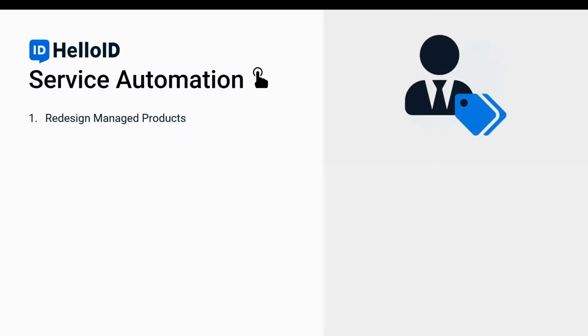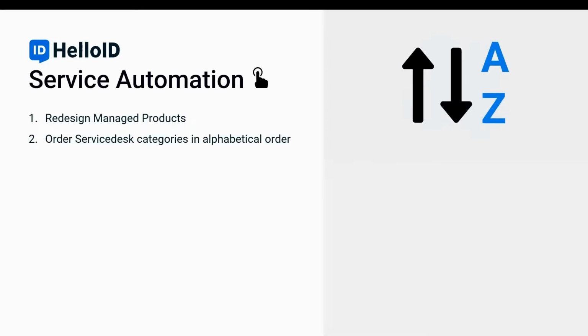The first new feature is Redesign Managed Products. In this new feature, the design of the Managed Products page has been updated according to the other design updates we have done earlier this year. The second new feature is Order Servicedesk categories in alphabetical order. Now, the list of Servicedesk categories is presented to the end user in an alphabetically ordered list.